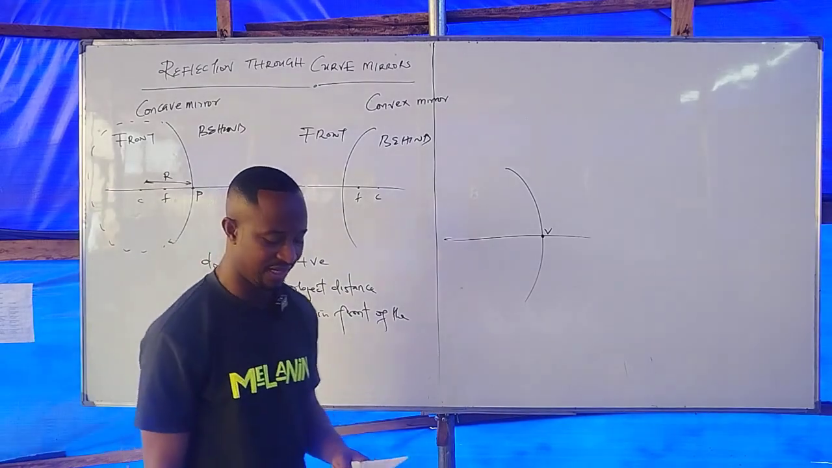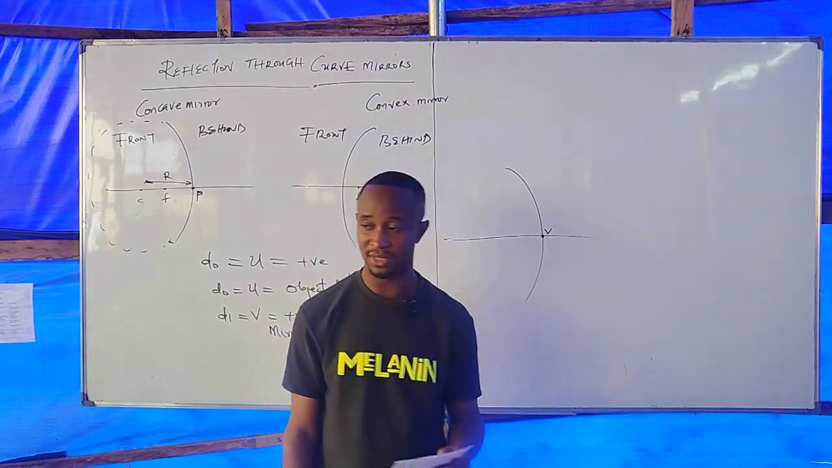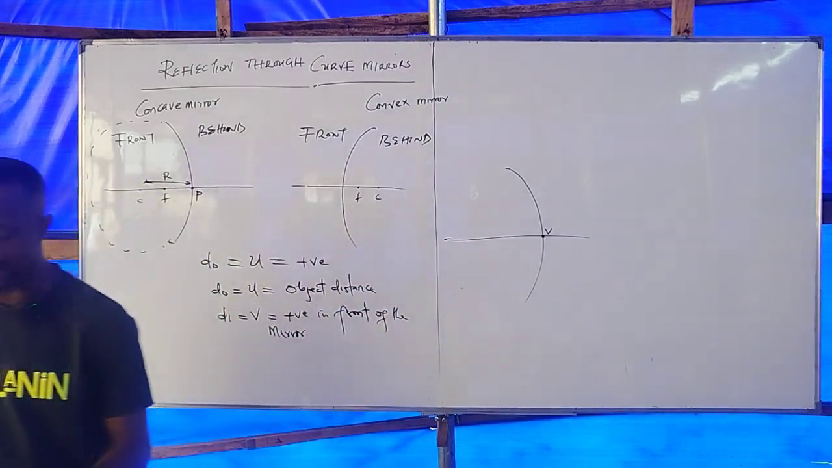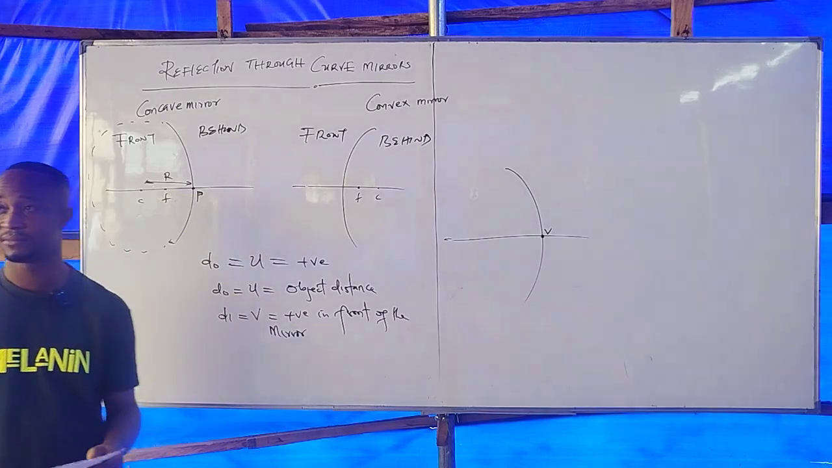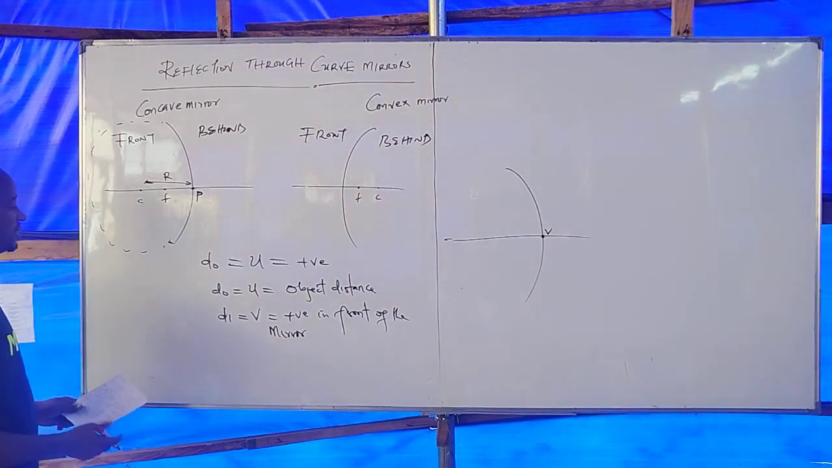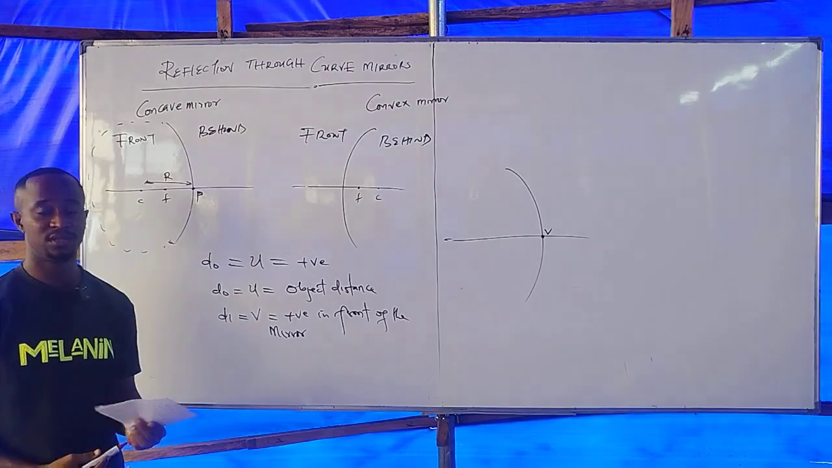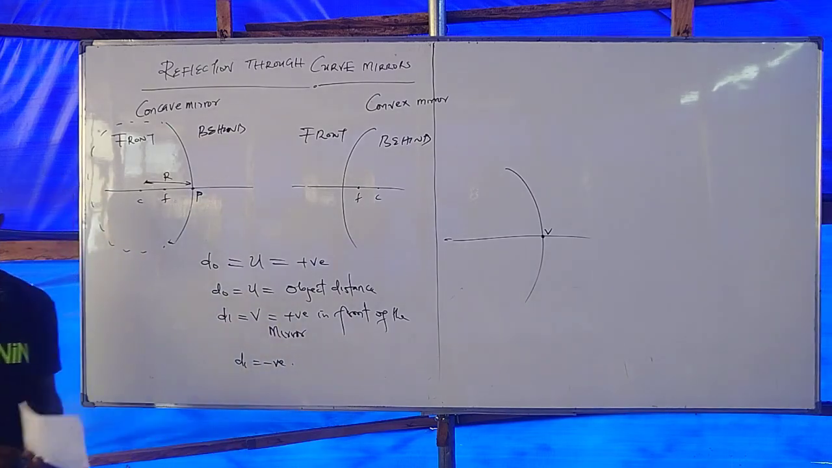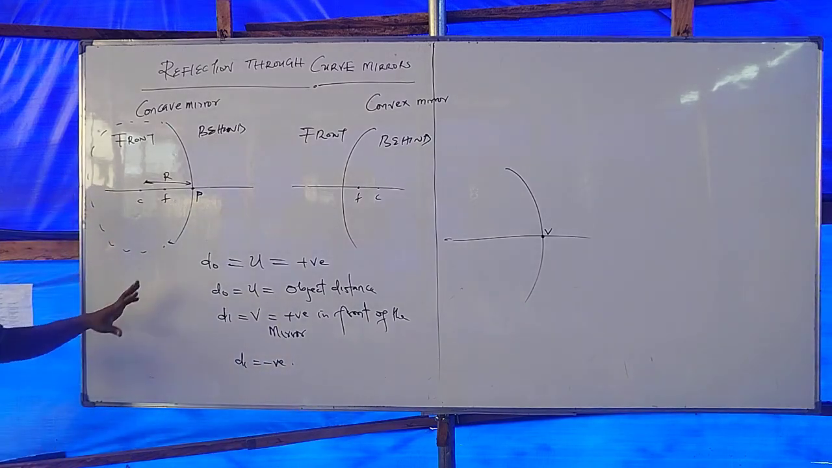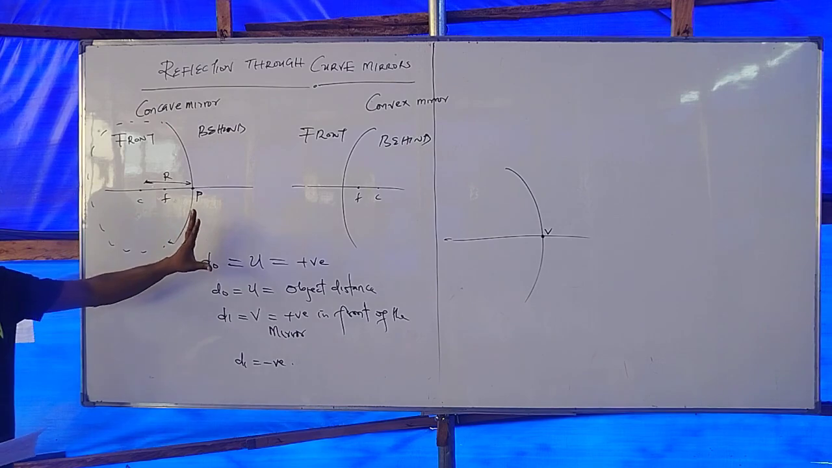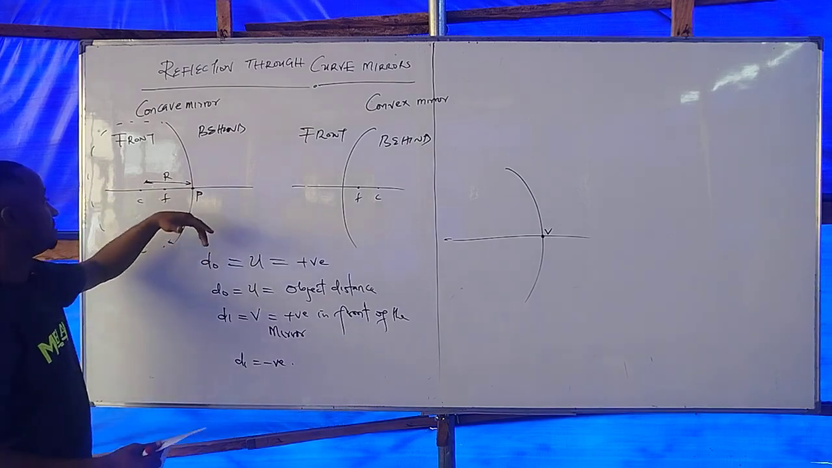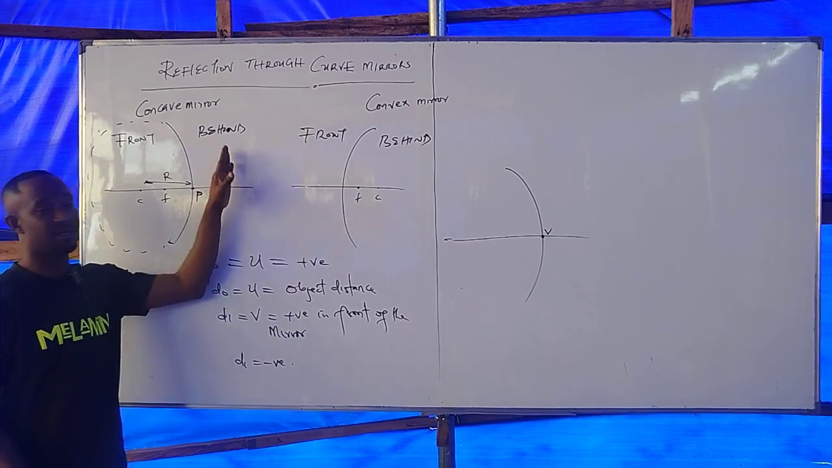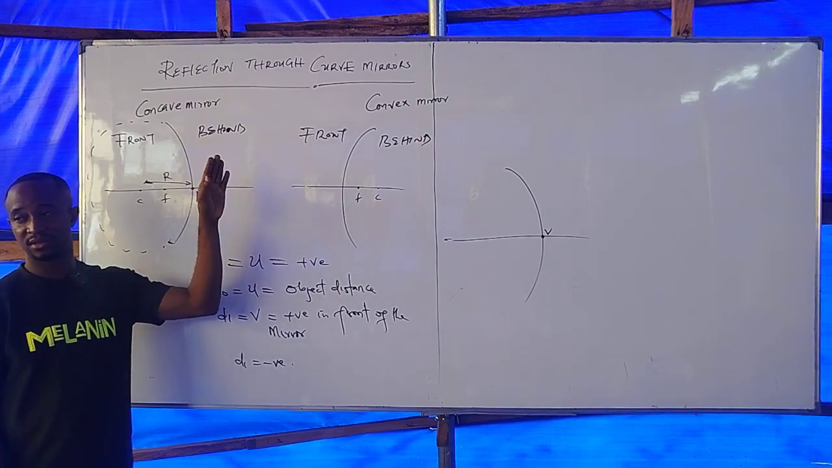If the image is behind the mirror, number 3, guys. If the image is behind the mirror, DI is negative. Is that true? If the image is behind the mirror, that means the image formed is negative. Because why? The image is behind the mirror. Do you get the concept?